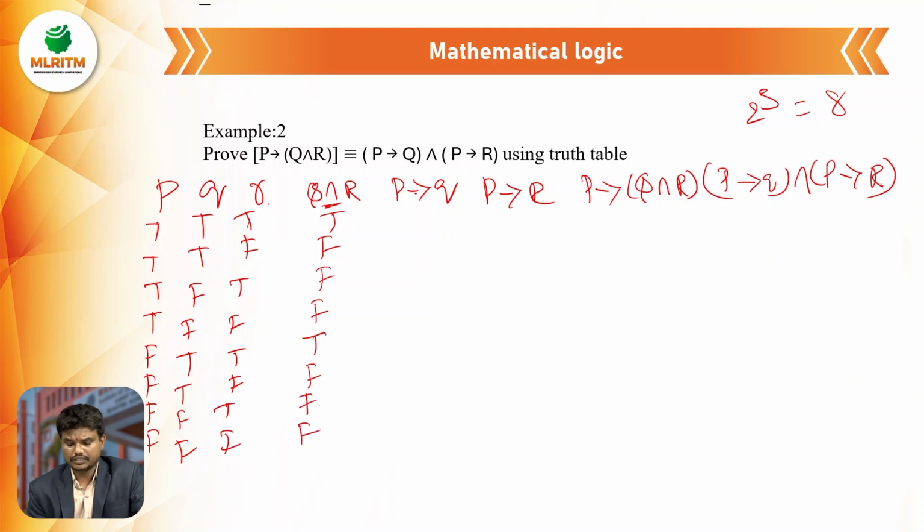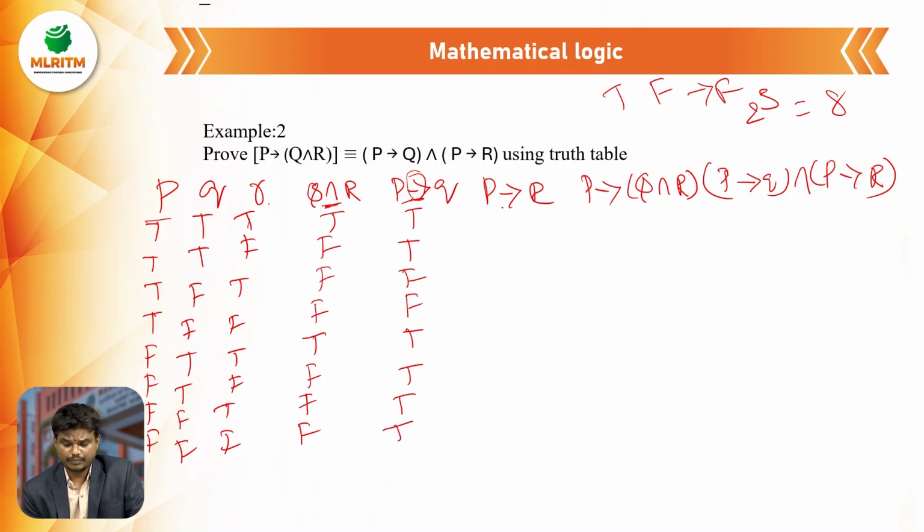Then P implies Q. What is P implies Q? It is by the implication condition. By the implication condition, if the first case is true and the second case is false, it will be false. Here we consider P and Q: true, true, true, true, false, false, false, true, true, false, false, true.